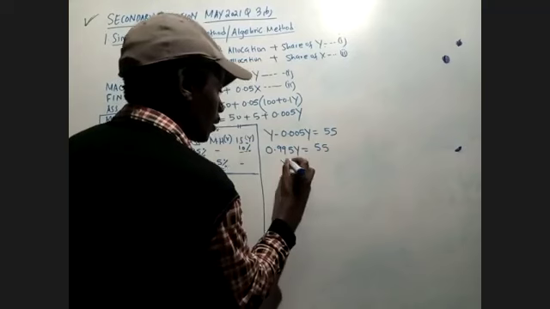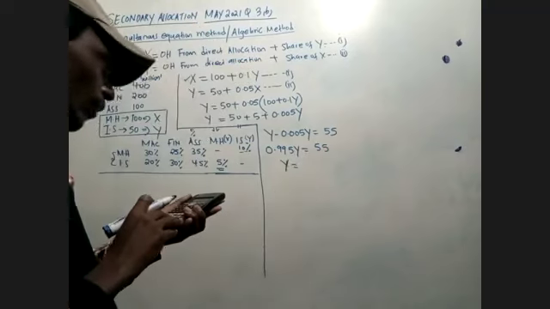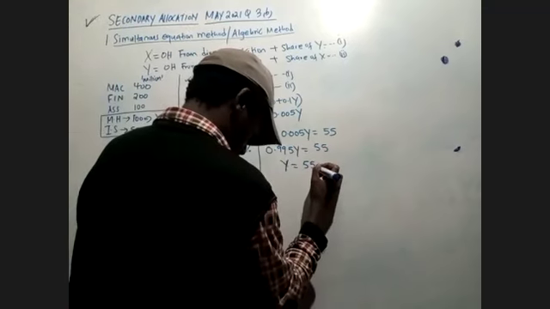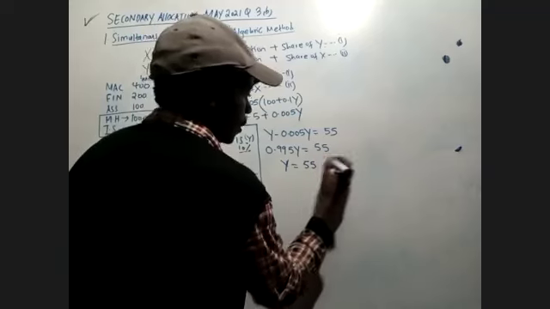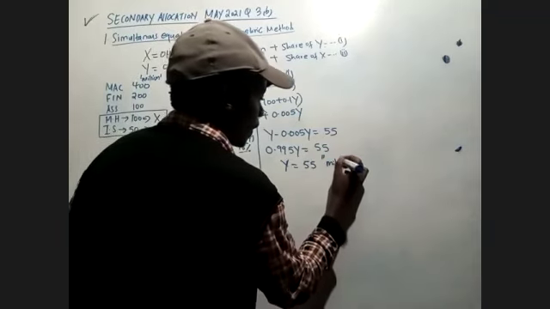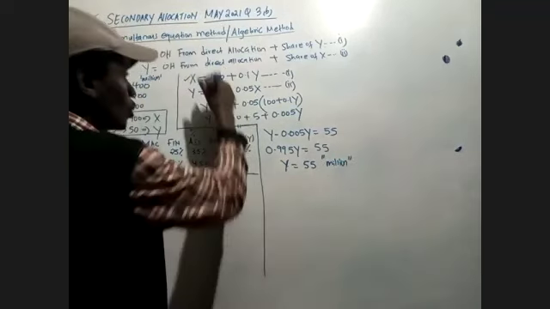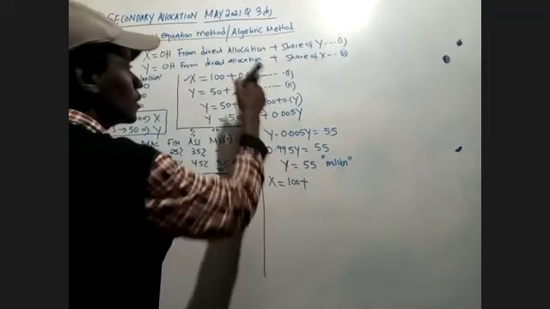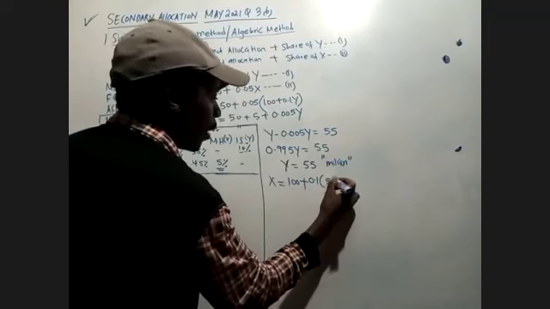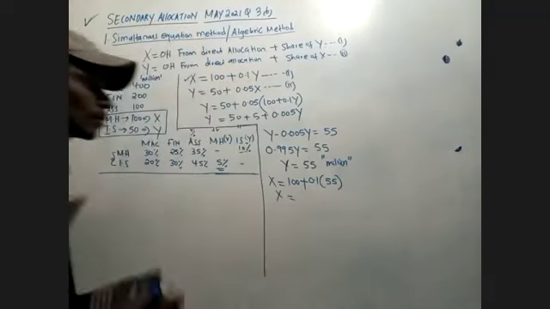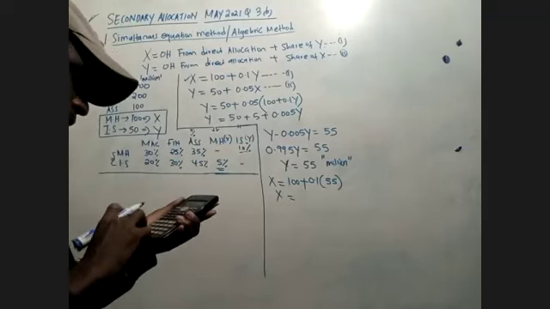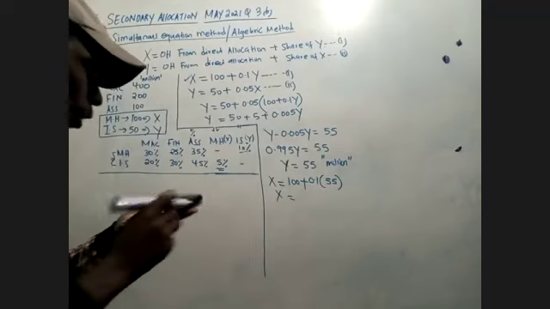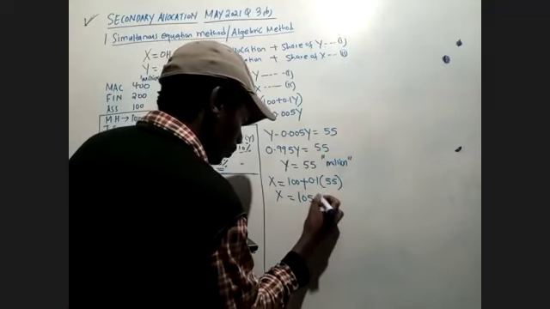So what will be our y? So 55 divided by 0.995. So mimi napata 55.28 in full figure. Remember it is in million. Now let's find the x. Now, to make question 1, x is equal to 100 plus 0.1 y. What will be our x? So the 100 plus 0.1 times 55.28. Inakuwa 105.55.